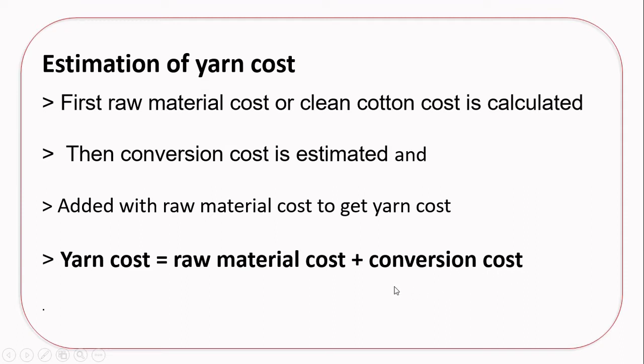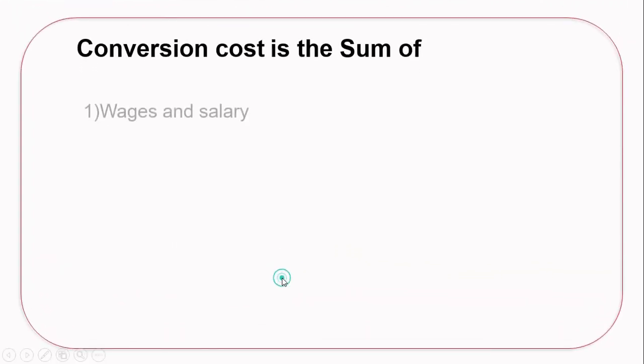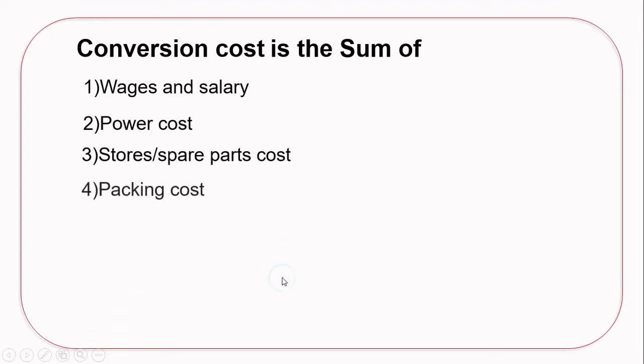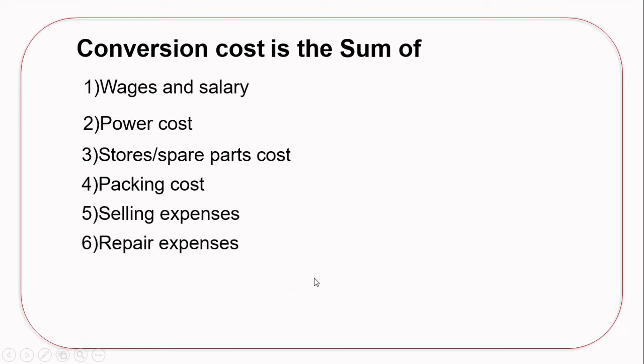Conversion cost is the sum of wages and salary, power cost, stores, spare parts cost, packing cost, selling expenses, repair expenses, depreciation, interest, and others. Now, one by one, we can see the parameters in detail.